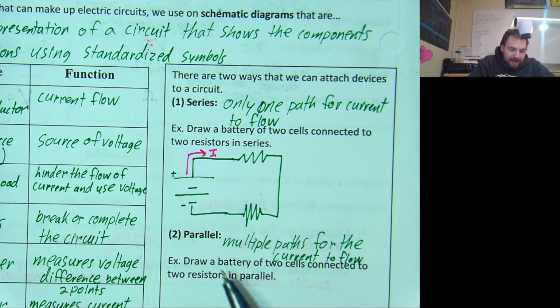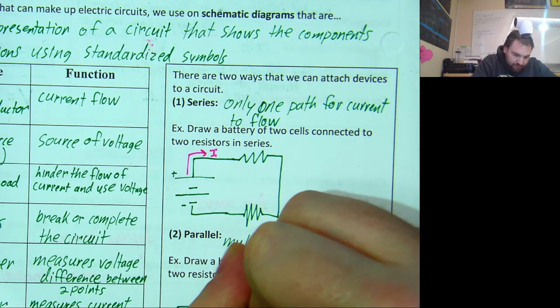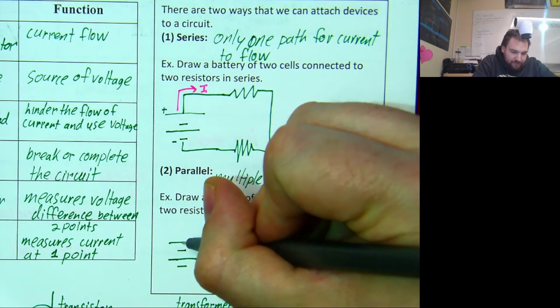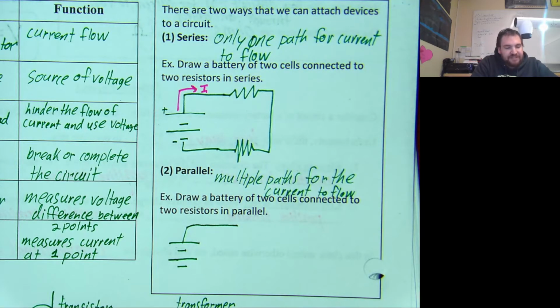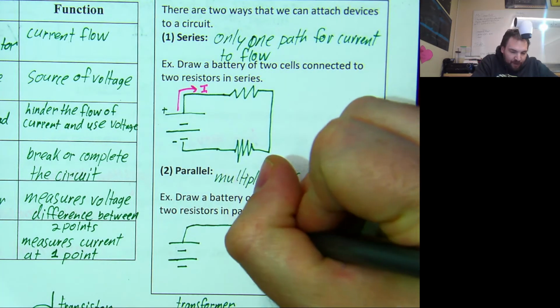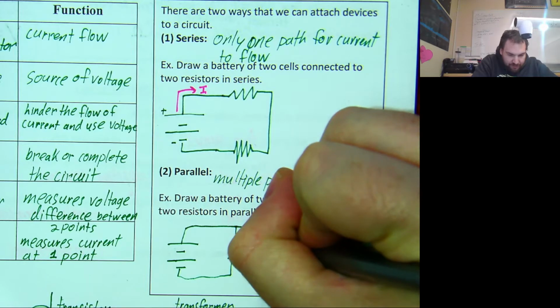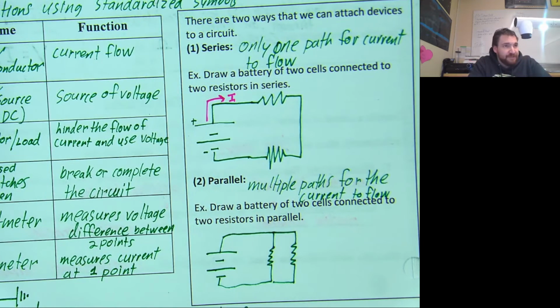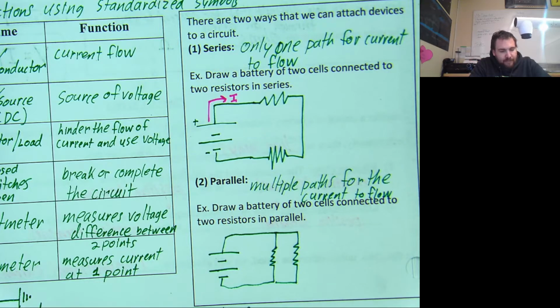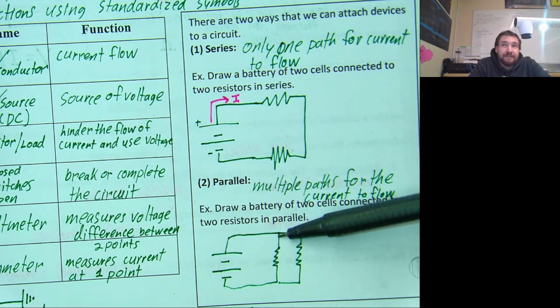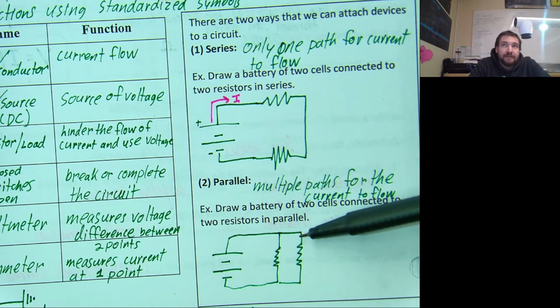If I wanted to draw a parallel circuit with two cells connected to two resistors, that would look like this. There's my two cells. Now, if I want my resistors connected in parallel, I'm going to have one branch with one resistor, and I'm going to have another branch with another resistor. So that at this point, my current is going to split. Some is going to go down this way. Some is going to go down this way.